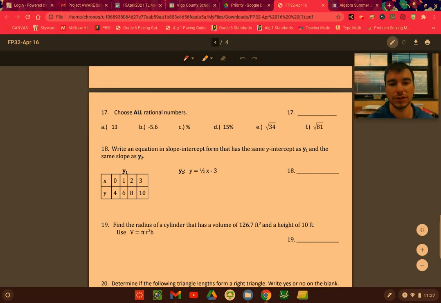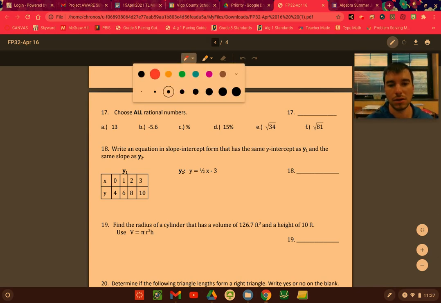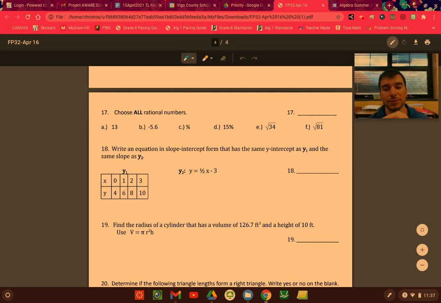Let's do a different color besides black. How about this blue? I like blue. So rational encompasses every type of number besides irrational. So let's see what we get. Is 13 rational? I would say yes, because it's a whole number, right? We can write that.